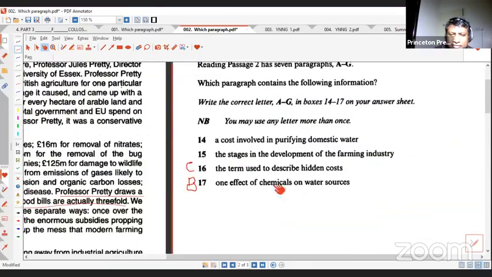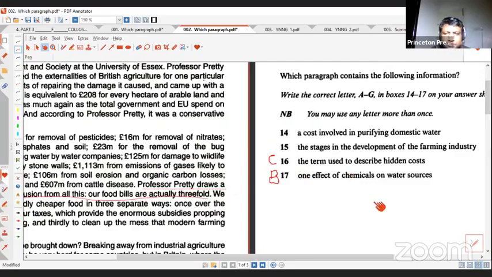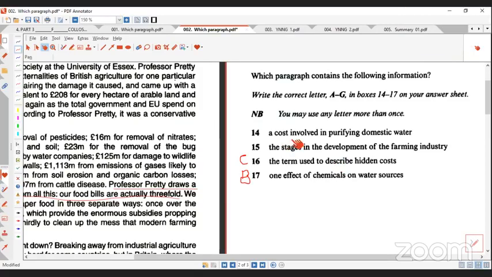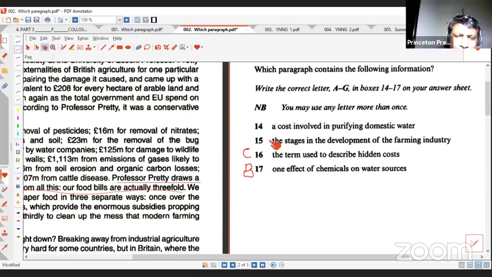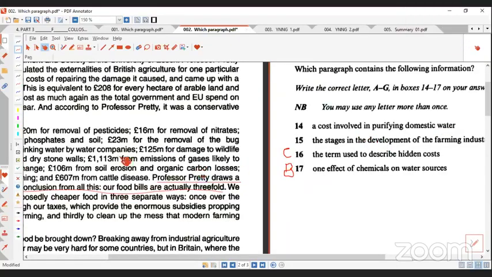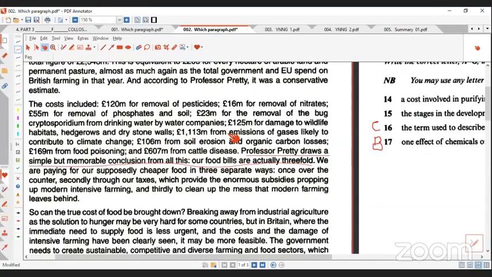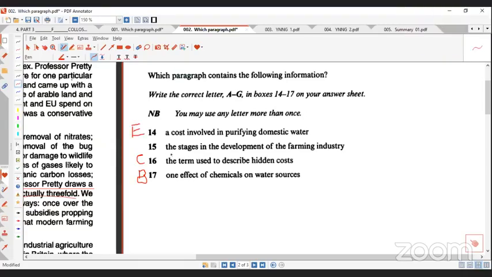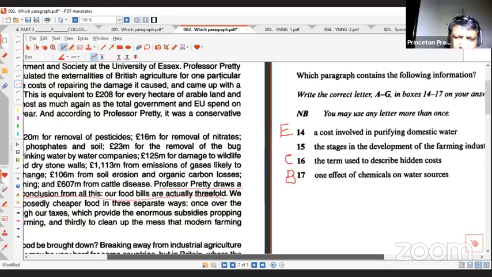Okay, can we find any of these? We are looking for E. It's easy. I think the cost involved is 14. How much do we spend on purifying domestic water? It's mentioned here, drinking water. They mention the money, 23 million. So this is 14, this is E. So we are looking for the stages in development of farming.